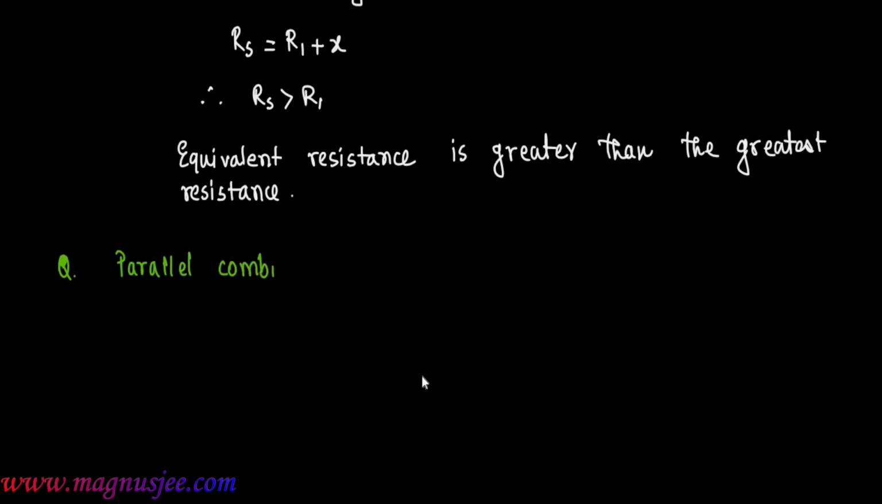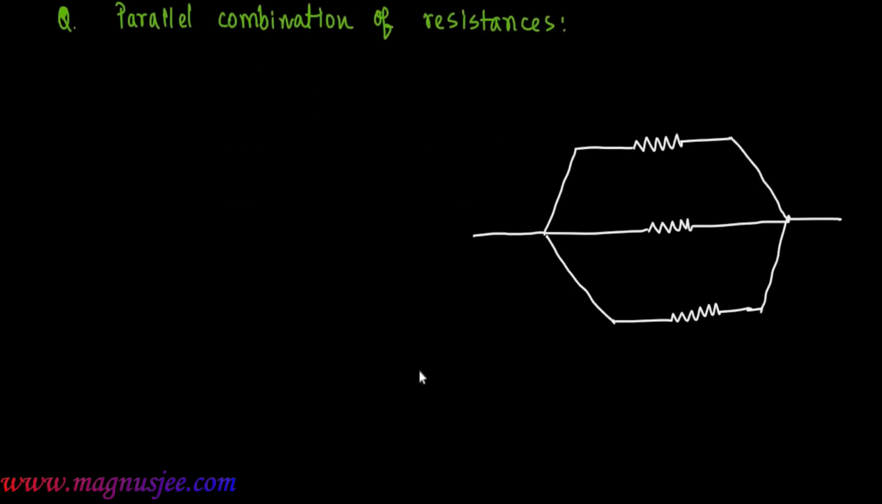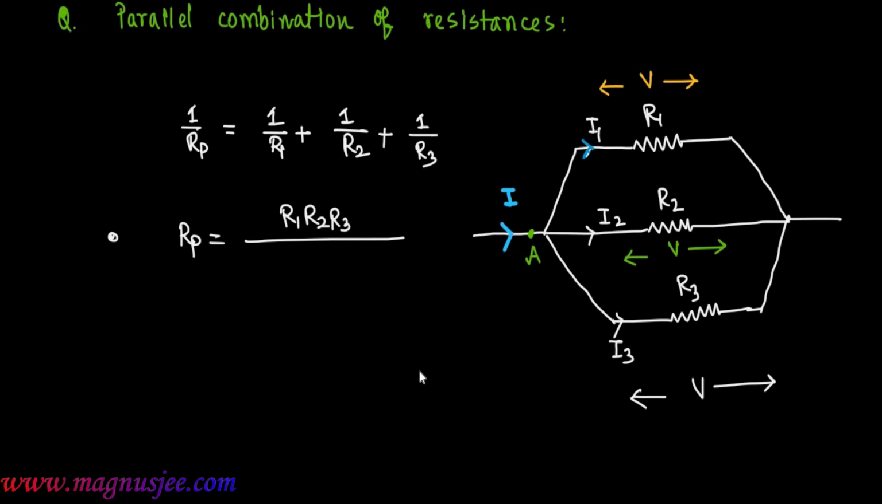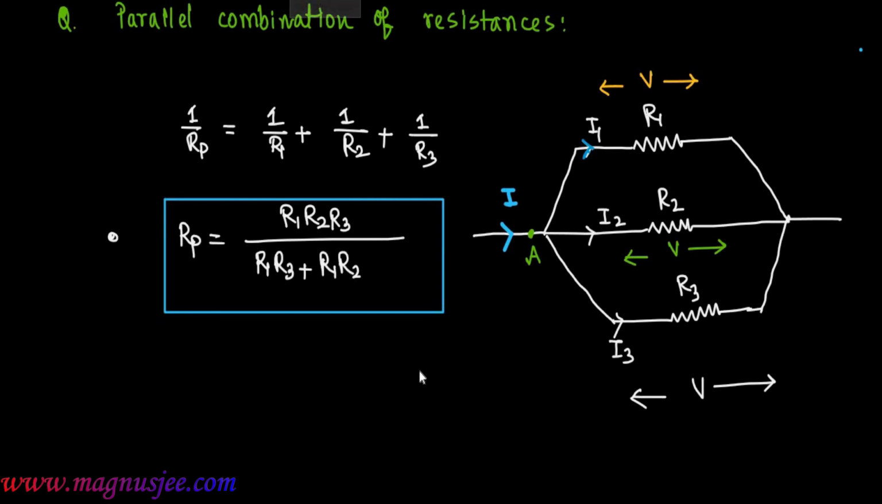Now we can discuss parallel combination of resistances or resistors. This is a parallel combination, and R1, R2, R3 are the resistances which are connected in parallel. I is the main current, which is split into three currents, I1, I2, I3, flowing through R1, R2, R3. V is the potential difference across all the resistances. Potential difference V will be the same, but currents will be different. In that case, 1 by Rp is equal to 1 by R1 plus 1 by R2 plus 1 by R3. Therefore, Rp equals R1 R2 R3 divided by R1 R3 plus R1 R2 plus R2 R3.